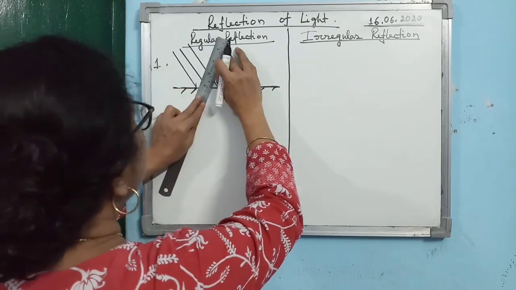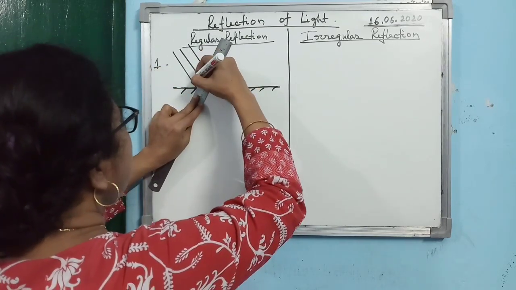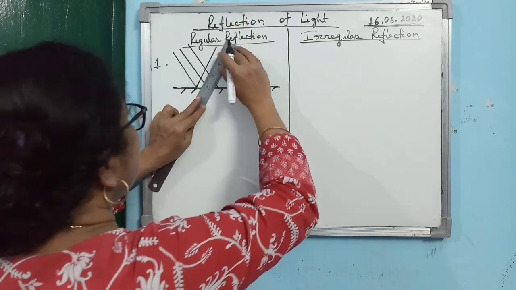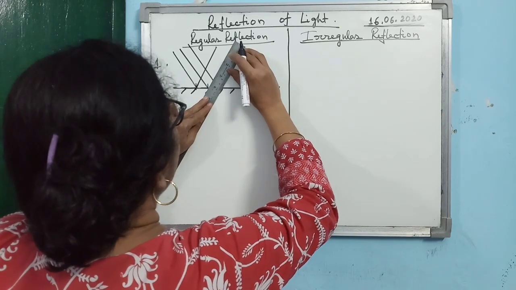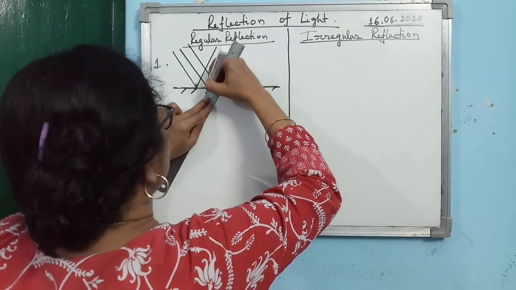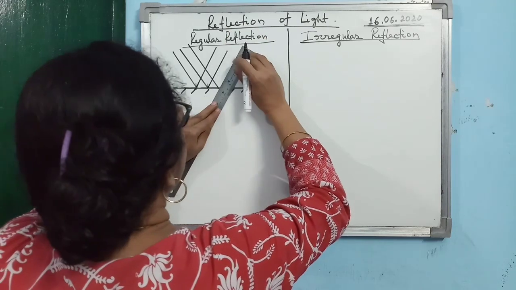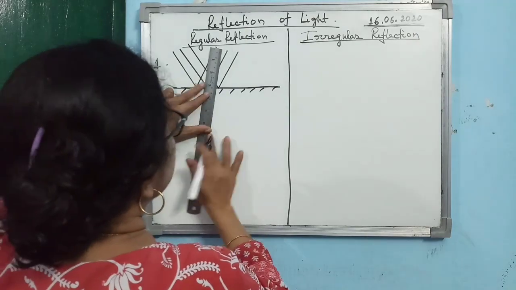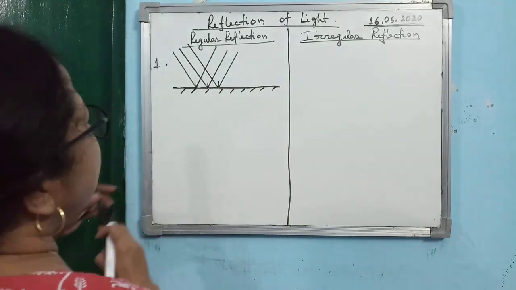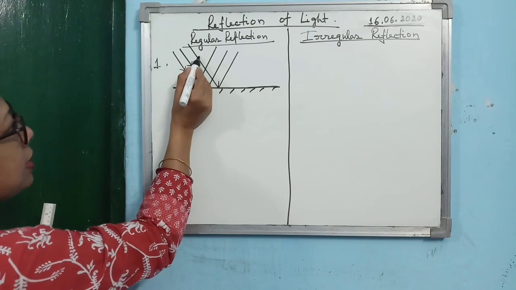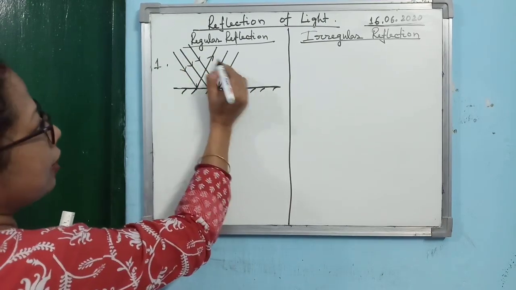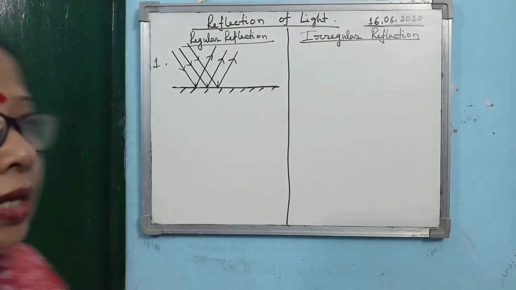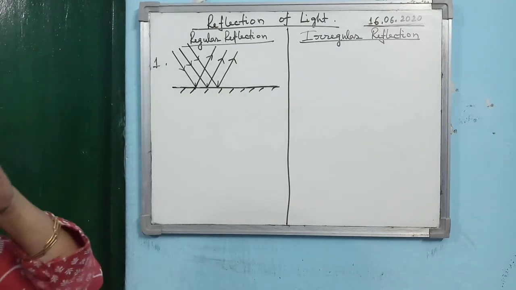So when they obey the laws of reflection, they will reflect in such a way that the angle of incidence will become equal to the angle of reflection. So you see, if you draw it that way, with the angle of incidence and angle of reflection equal, you will get a diagram like this. Look at the diagram: incident rays are parallel to each other and reflected rays are also parallel to each other. So this is the case of regular reflection.